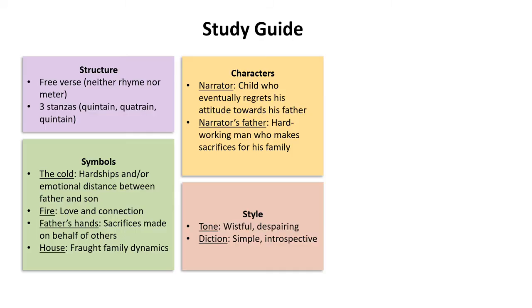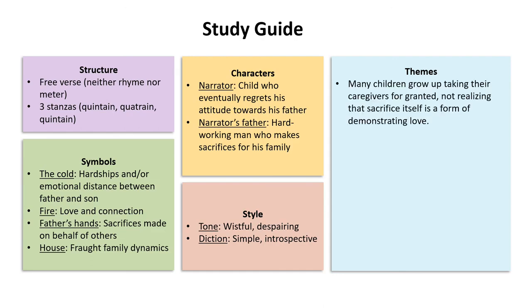Taking all of these elements into consideration, we can write theme statements to explain the universal ideas about human nature that this poem conveys. First, many children grow up taking their caregivers for granted, not realizing that sacrifice itself is a form of demonstrating love. Additionally, when people do not show their appreciation for others, they often come to regret it.